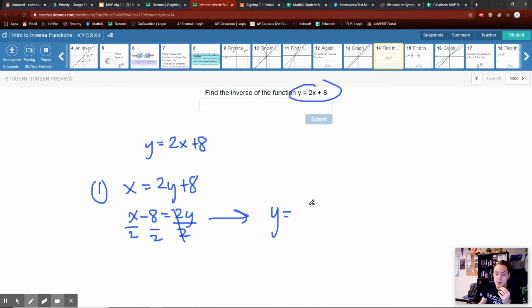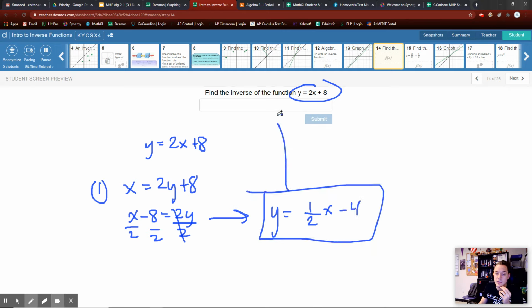What's x divided by 2? That's just 1 half x. X divided by 2 is literally just 1 half x. What's negative 8 divided by 2? Negative 4. This is my inverse. Sweet. Not too difficult, right? I mean, it's really just switching x and y and then just solving for it.